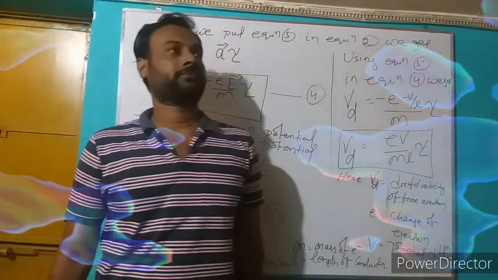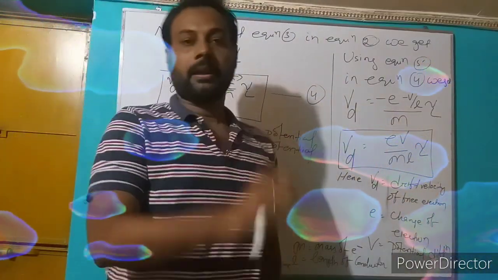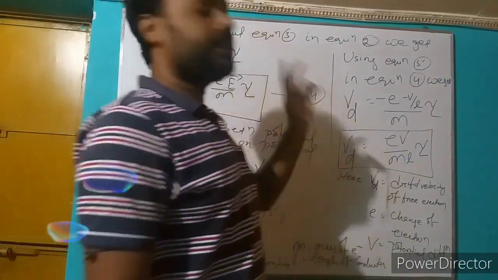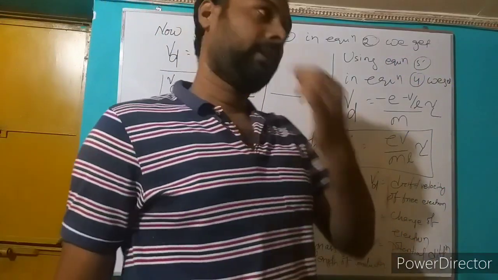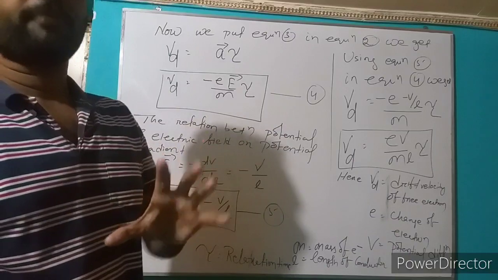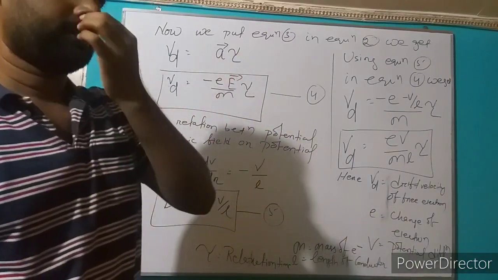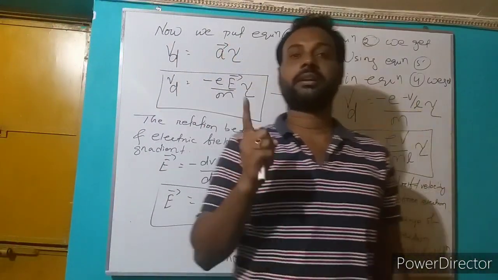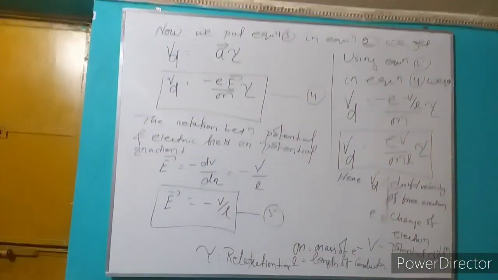Good evening, students. Today I will discuss the mobility of charge carriers and also the relation between drift velocity and electric current. Before I start, I have discussed a previous topic, that is drift velocity. You know drift velocity? Drift velocity is the velocity with which free electrons drift toward the positive terminal of the battery. Is it clear to all?